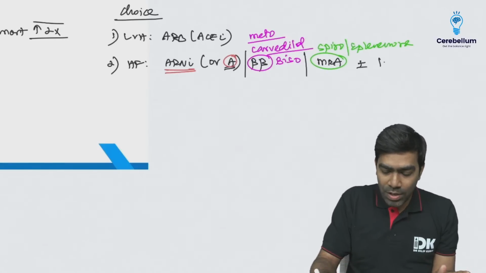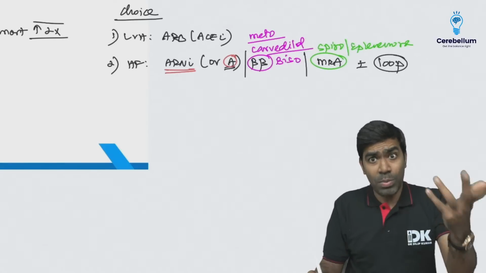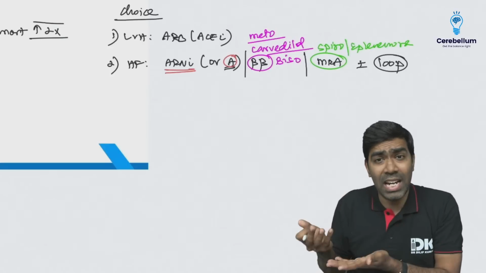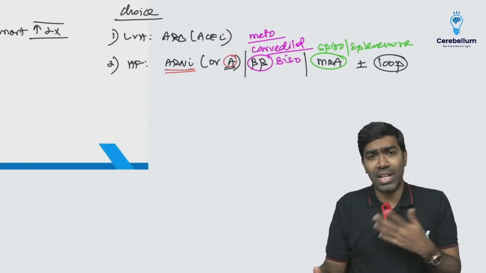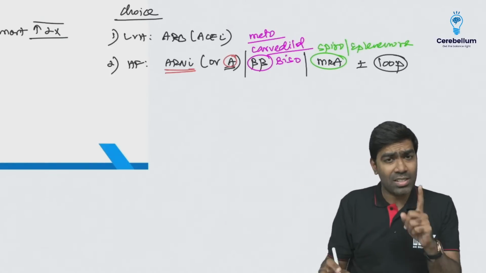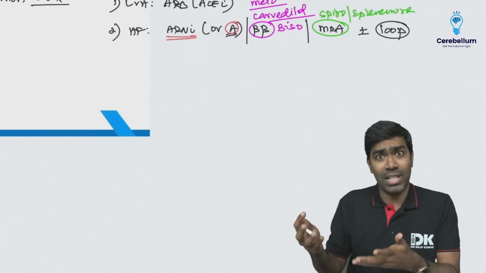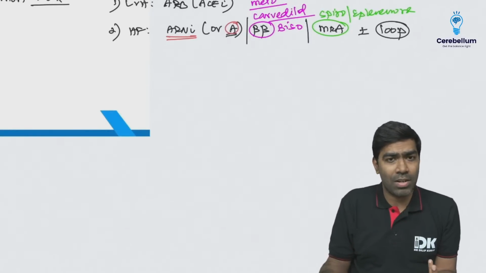Plus or minus, you can use even loop diuretics, if the patient is congested, high JVP, edema, ascites, use loop diuretics. Furosemide, even that can be used. But the first 3 drugs are very, very important. So this will be the choice because all these drugs can reduce blood pressure in a patient with heart failure.